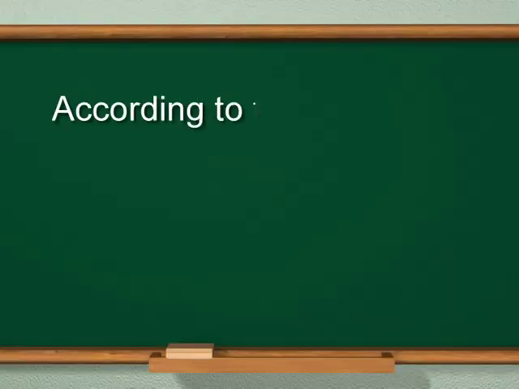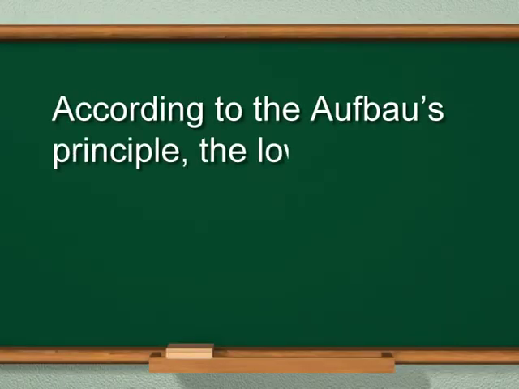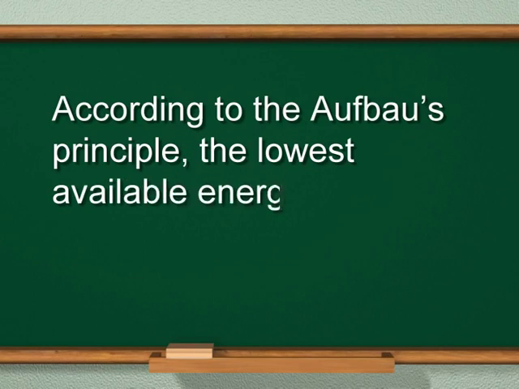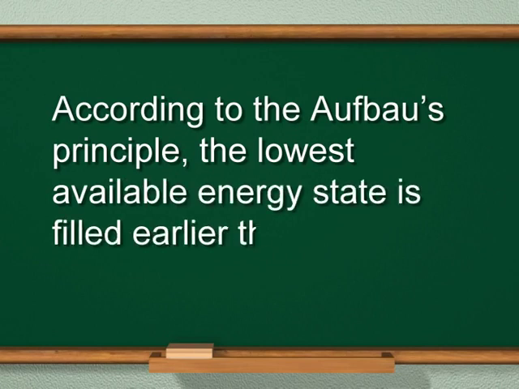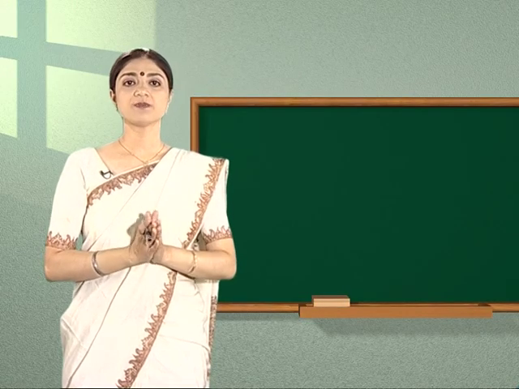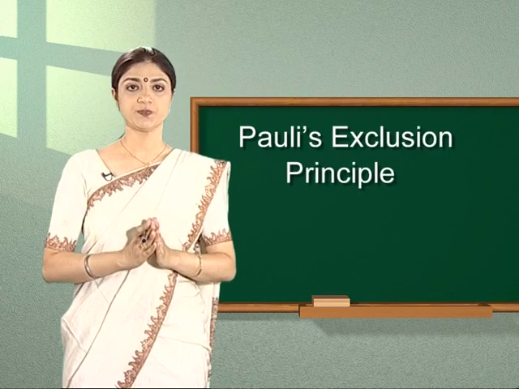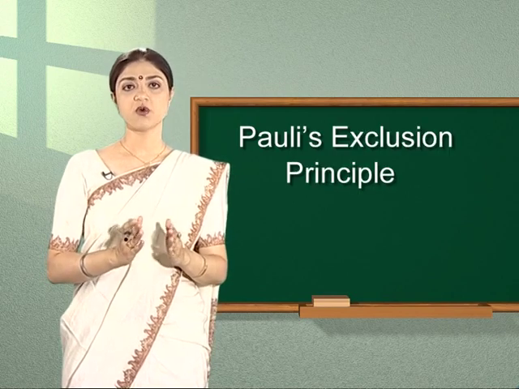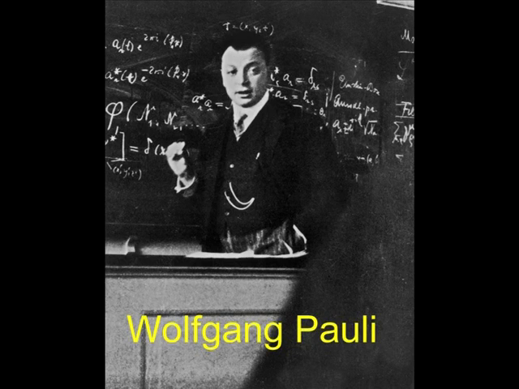To sum up, we can say that according to the Aufbau principle, the lowest available energy state is filled earlier than the higher available energy state. Now let us discuss Pauli's exclusion principle. This principle was proposed by the Austrian scientist Wolfgang Pauli in 1926.